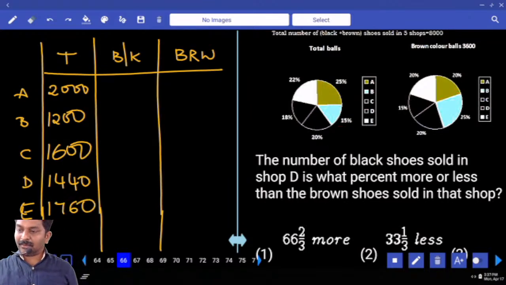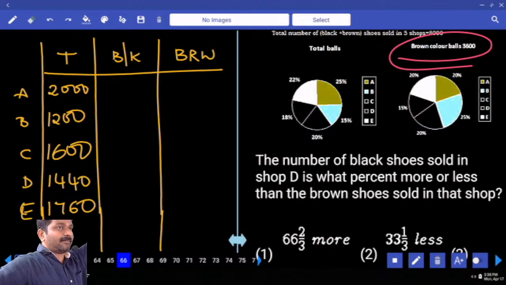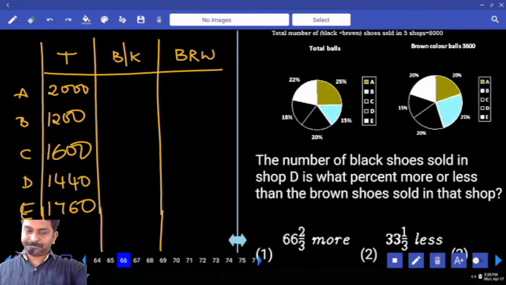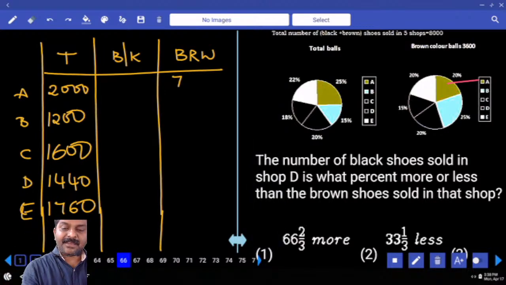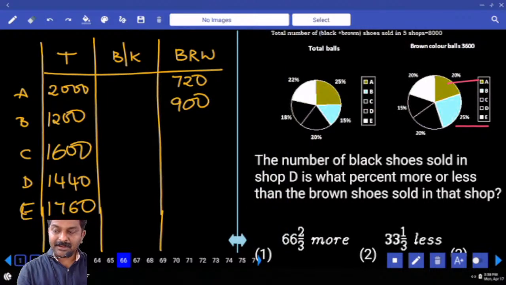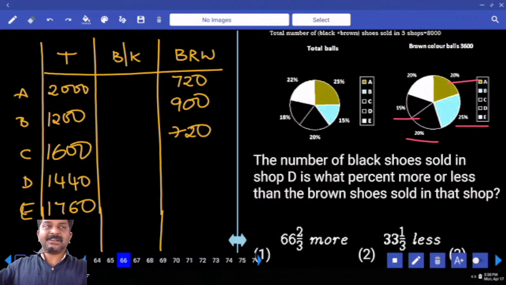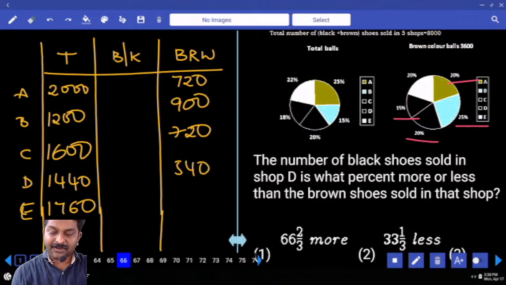1760. Okay. Now, what are these? Brown. So be careful. Brown we need to write in the third column. 20% is 720. 25% is 1/4, 900. 20% already calculated, 720. 15%: 10% and half of it, 360 plus 180, 540. 20% already calculated, 720.